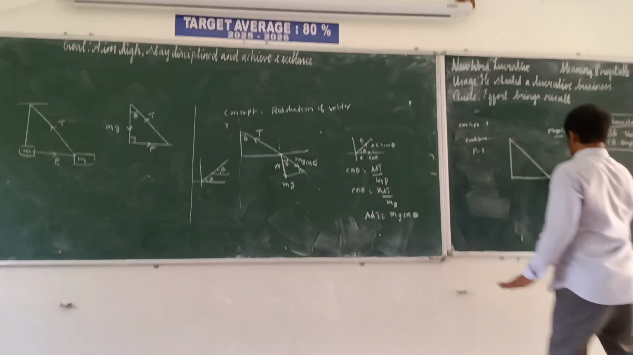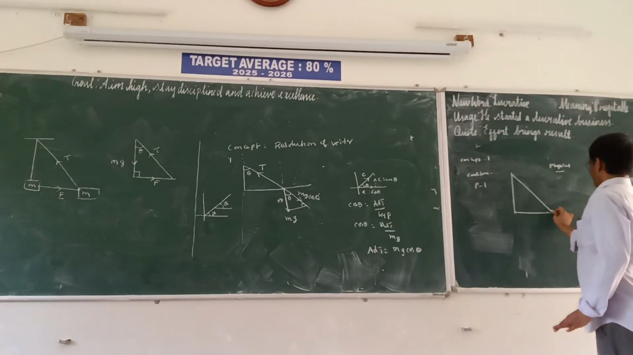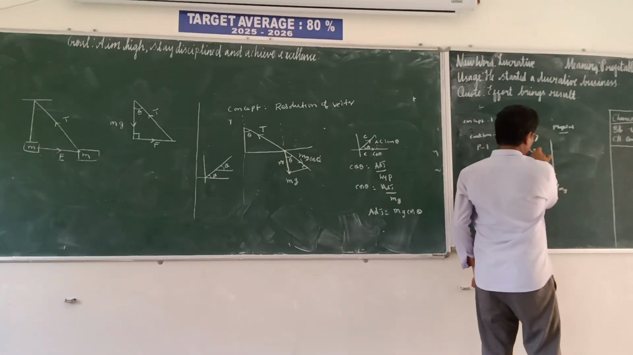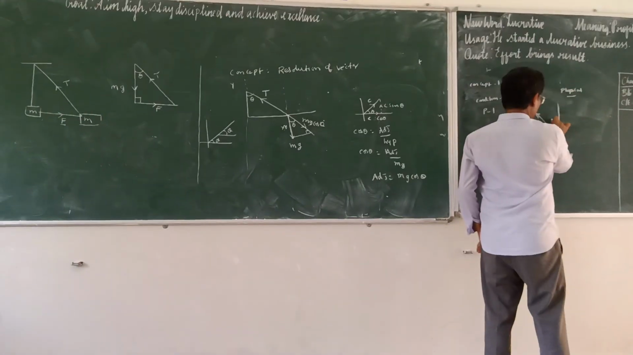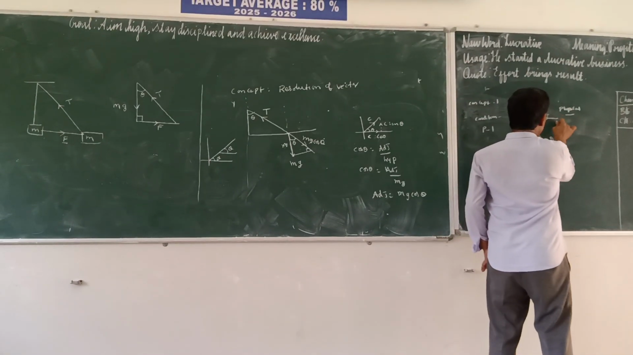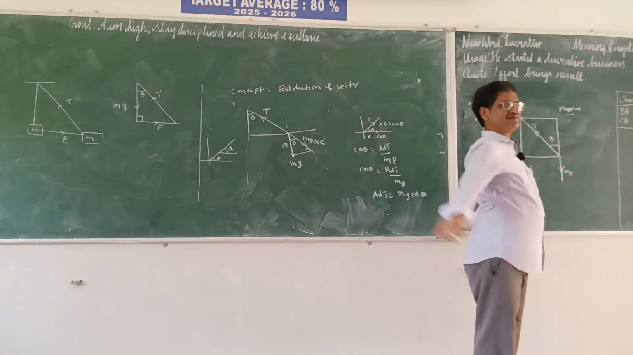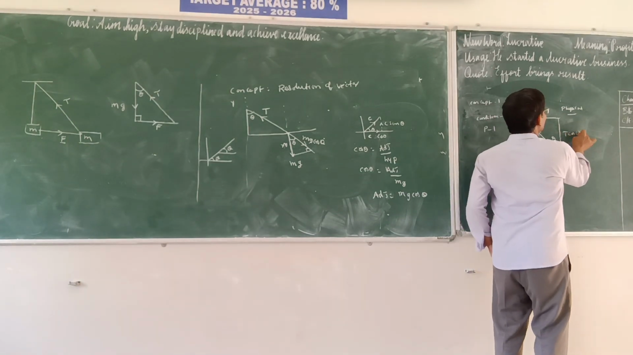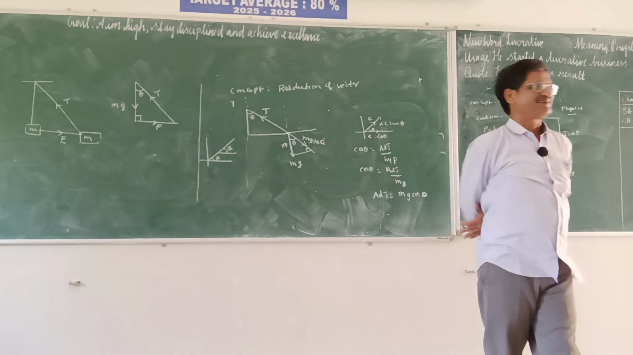Because sometimes this is needed. Here, what is this? Mg. Here, T. So drop a perpendicular. What is this side? Adjacent side, cos theta. So T cos theta balances Mg.